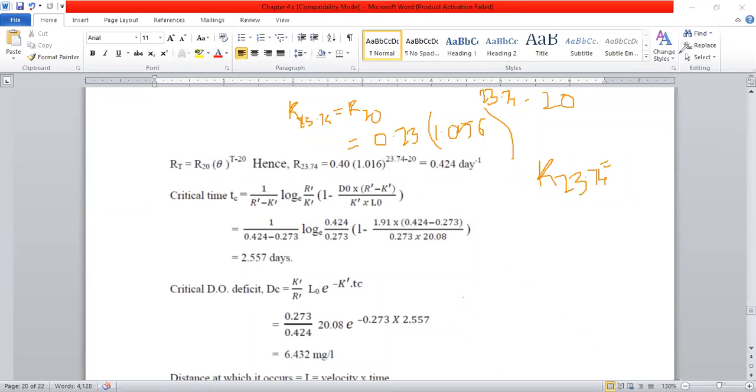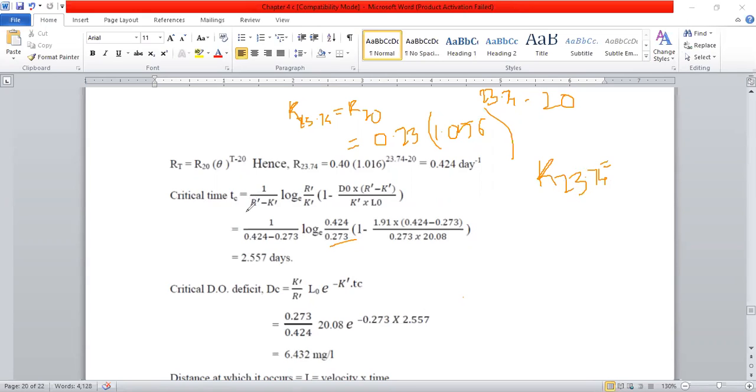Okay. See here. If you don't want to tell, I will tell you. It is calculated further. It may be the answer. See here, the value of K is determined as 0.273. Okay, K 23.74 will come as 0.2733.